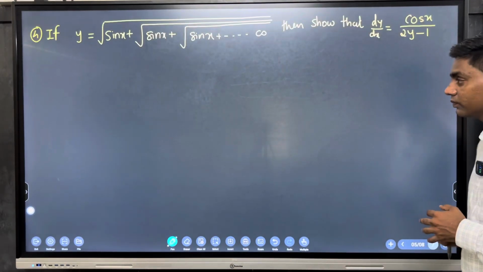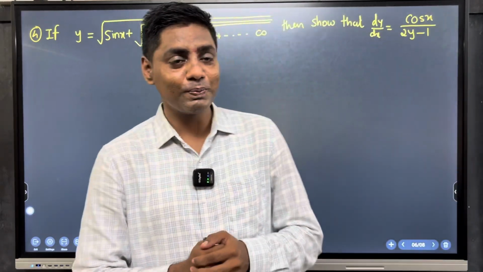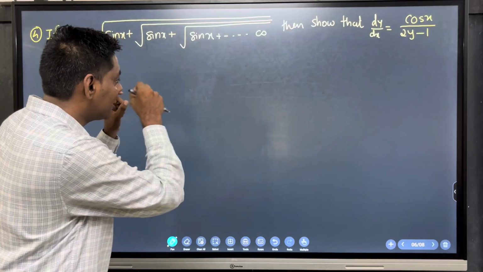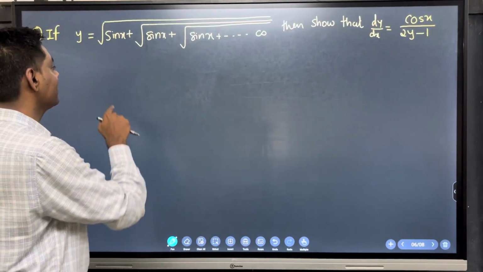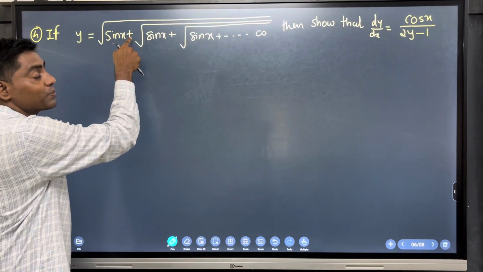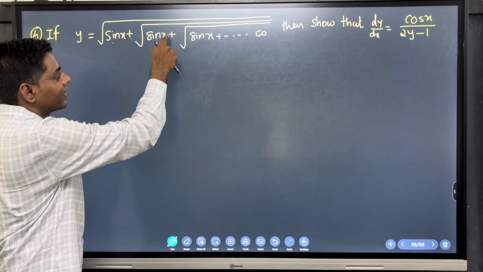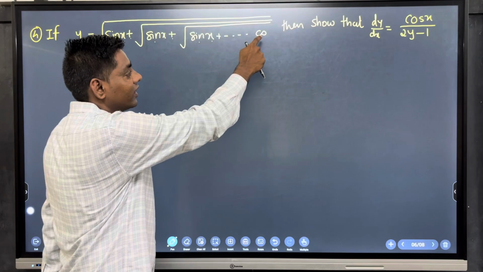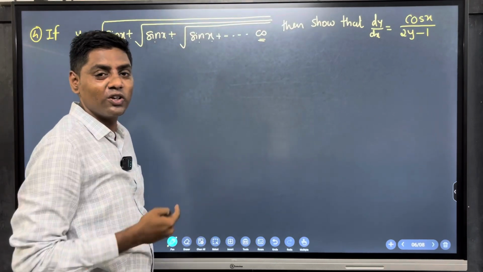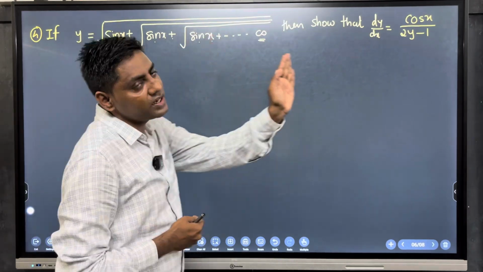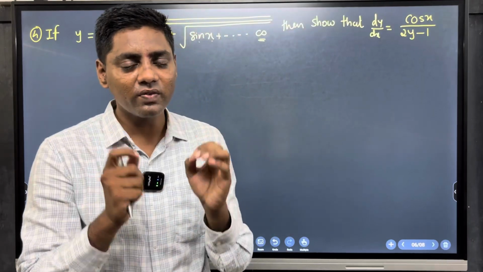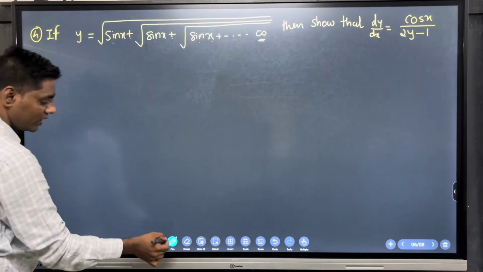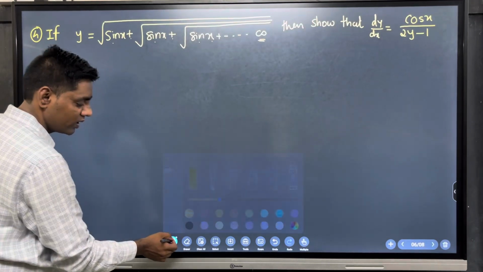Next question. When we observe that there are so many under roots, the pattern is similar. And what is the pattern given? First under root sin x plus, second under root sin x plus, third under root sin x plus, and it goes up to infinity. What is the meaning of that? The sequence is continuous. So when the sequence is continuous, we can solve the question. It's very easy.